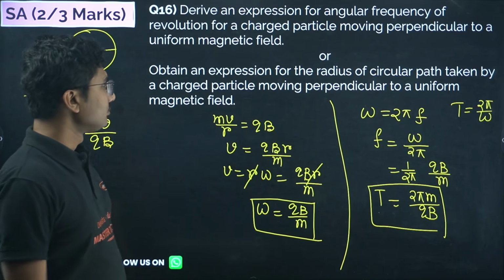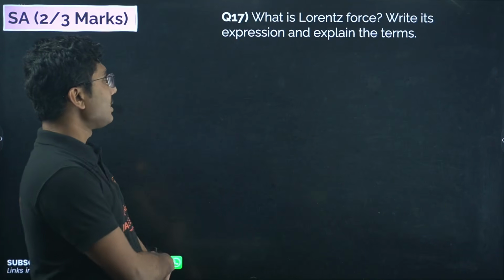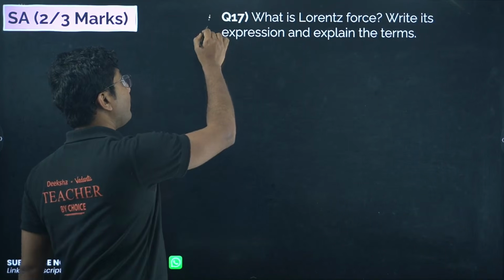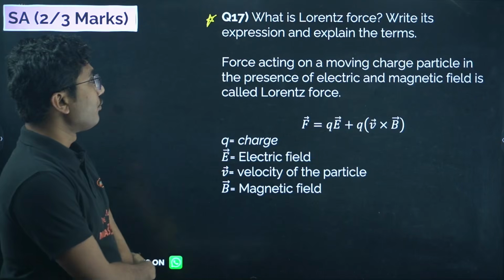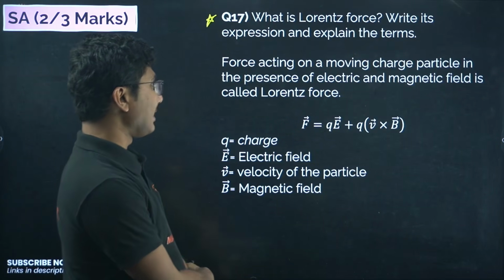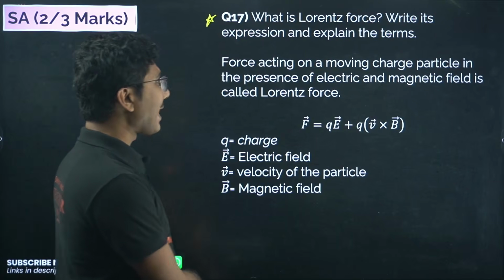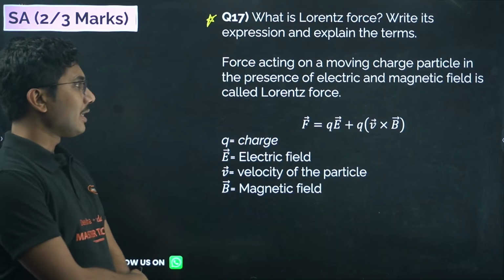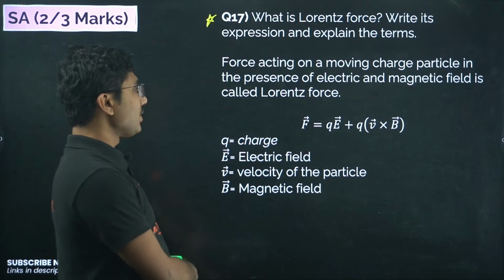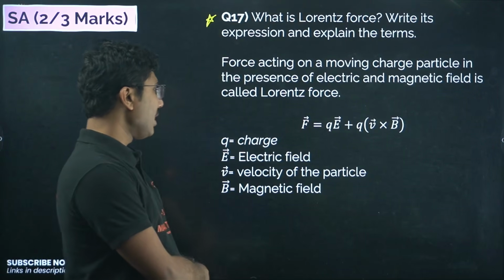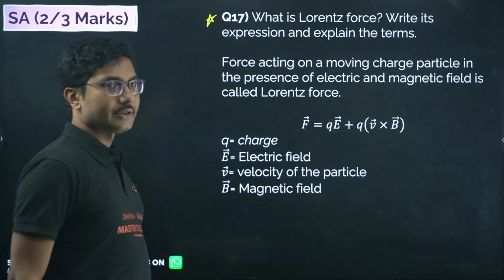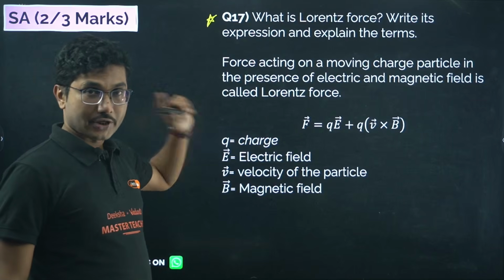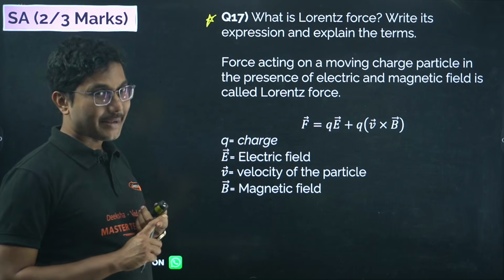Okay, now next, what is Lorentz force? Write its expression and explain the terms. Very important question. Force acting on a moving charged particle in the presence of electric and magnetic field is called Lorentz force. So F is equal to Q into E plus Q into V cross B. Here Q is charge, E is electric field, V is velocity of the particle and B is the magnetic field. Remember, both electric and magnetic field have to be present.